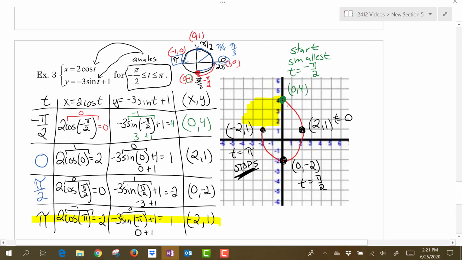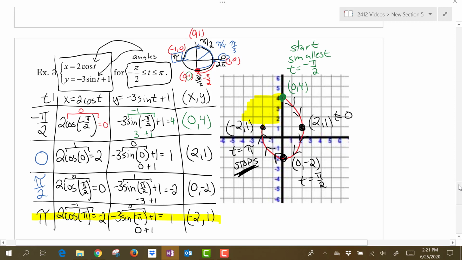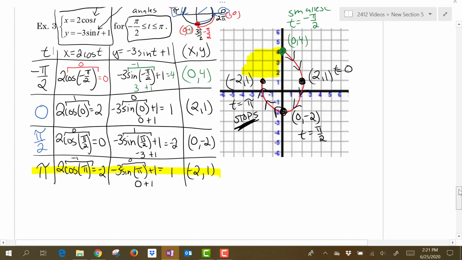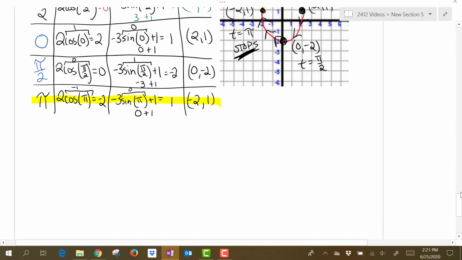Alright, what is the orientation? The orientation will move from smallest t to largest t. So there's our orientation. The last thing we want to do is eliminate the parameter. So we want to eliminate t. Now this time we have an equation that involves cosine and sine, so this one is going to go a little differently. So I want to show you the way that I want you to eliminate the parameter, and this is what you'll see in your homework as well.